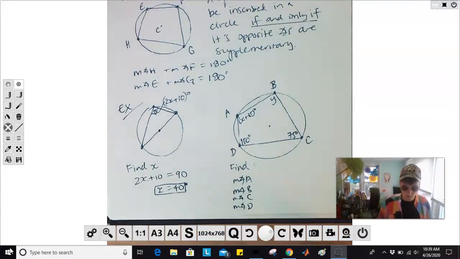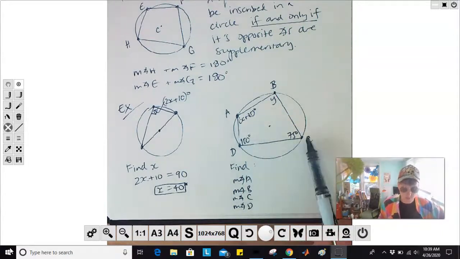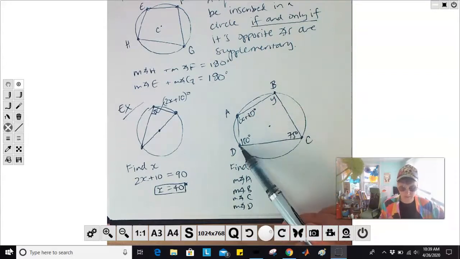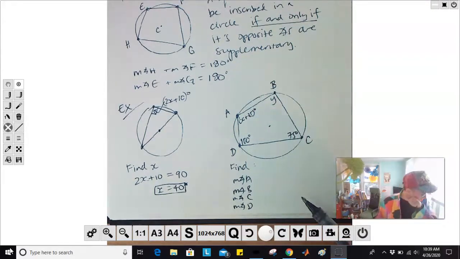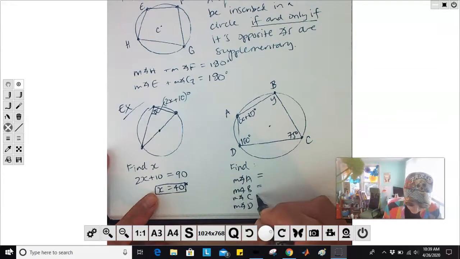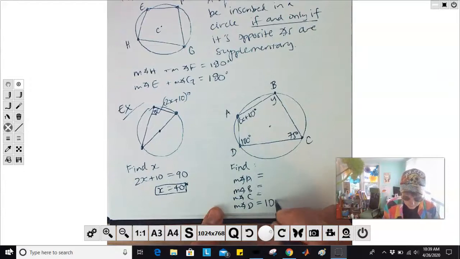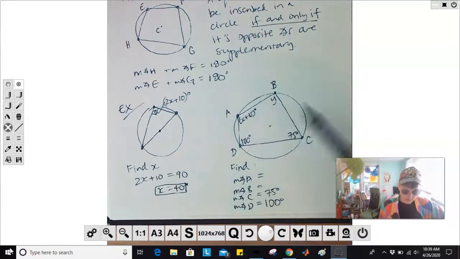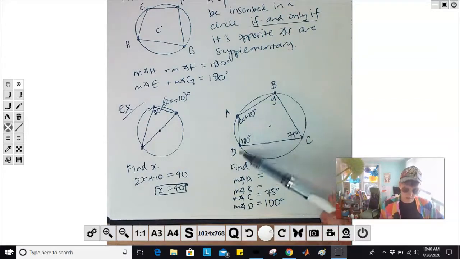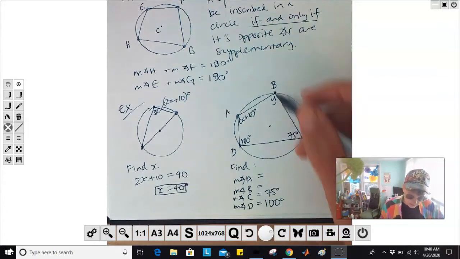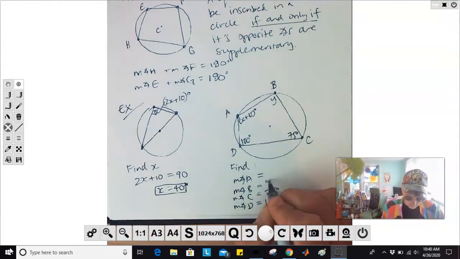All right, last one. We're going to find the measures of all of these angles. We have an inscribed quadrilateral. So that means its opposite angles must be supplementary. Excuse me. All right. Opposite angles are going to be supplementary. Let's do the easy ones first. Angle D, 100. So easy. Angle C, 75. Cushy. Opposite angles are supplementary, so D and B must add together to equal 180. So 100 plus something equals 180. So angle B, which is Y, that's going to be 80 degrees.